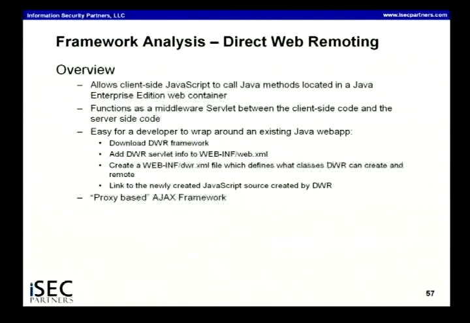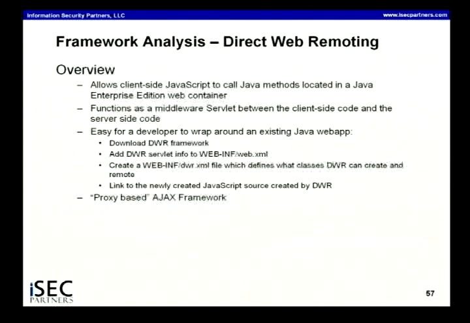The three we looked at are Java Direct Web Remoting, Microsoft Atlas, and Google Web Toolkit, to try to get a nice broad view of different platforms and different types of Ajax. Direct Web Remoting is very interesting. Obviously, it's for Java. And the really cool thing about it is you don't have to rewrite your application to use it.